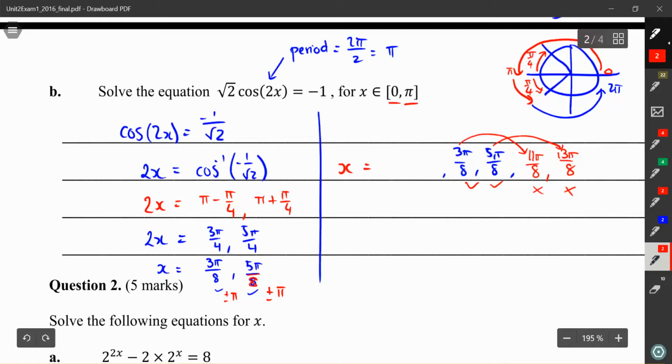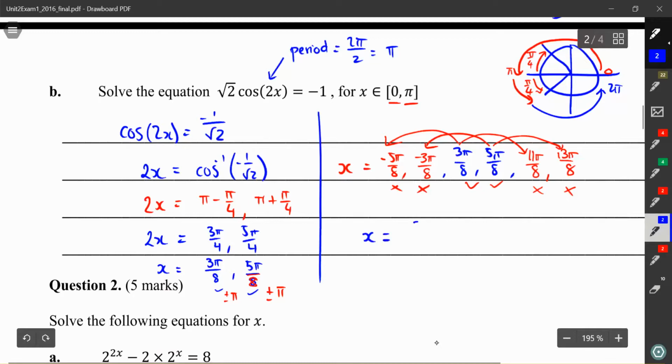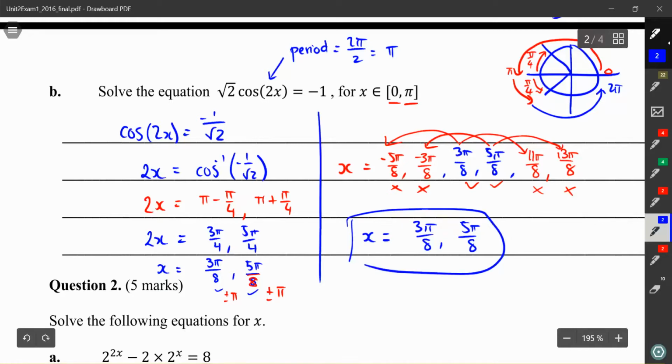Now we check in the reverse. What if I subtract both of them? If I subtract both of them, 3 take away 8 will give me negative 5 pi on 8, and then 5 take away 8 will make it negative 3 pi on 8. And again, same thing. These two don't fit in the domain, so it looks like my answer can only be 3 pi on 8 and 5 pi on 8 as my only two solutions. Okay?